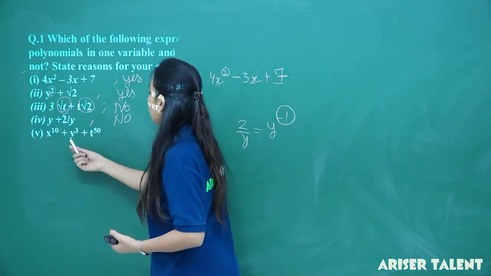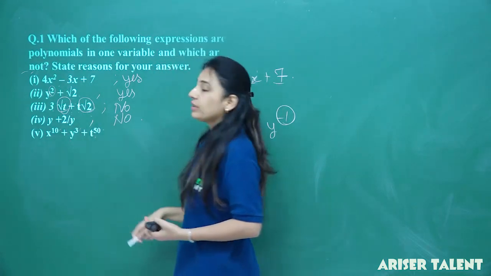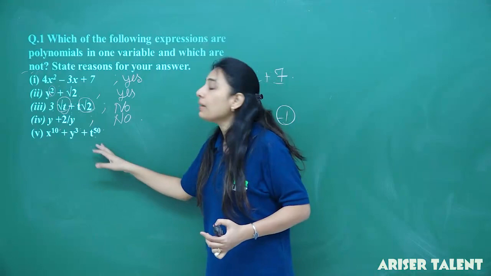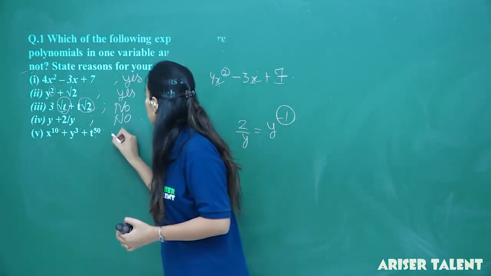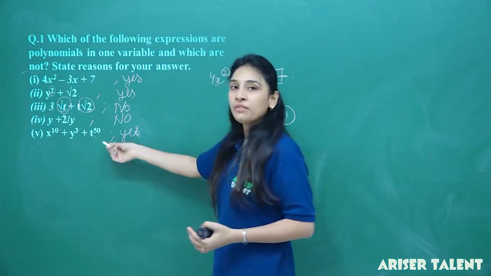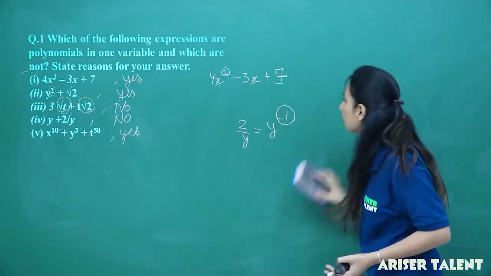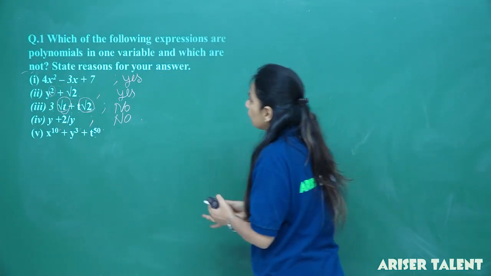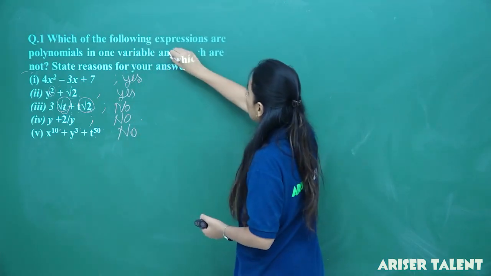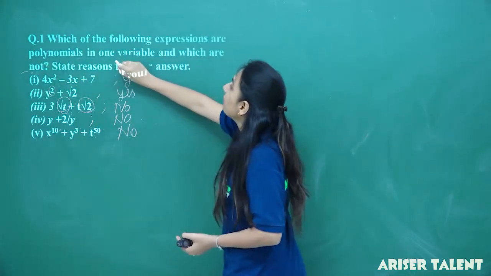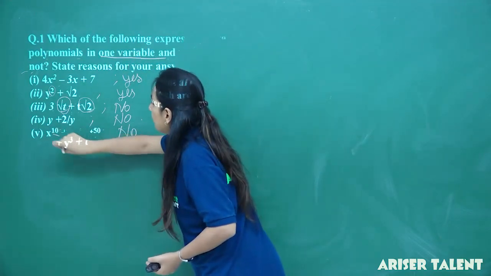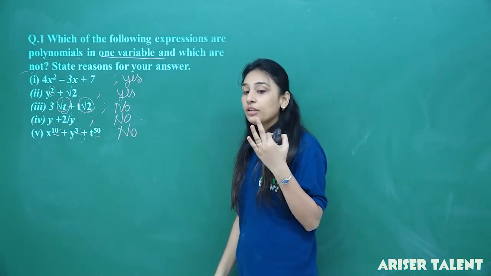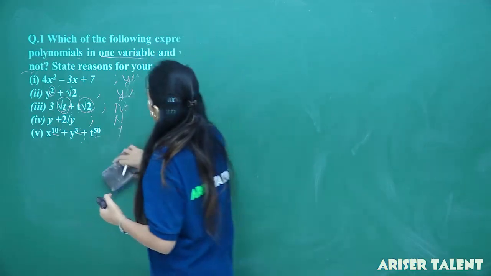X to the power 10, y raised to the power 3 and t raised to the power 50. These 3 terms are having some powers, and these 3 powers are again whole numbers. So, yes, but not in one variable, it is in 3 variables, but it is a polynomial. The answer of this is again no, because they have asked for expressions that are polynomials in one variable. So, even though it is having whole numbers as its power, it is not in one variable, it is in 3 variables, right?